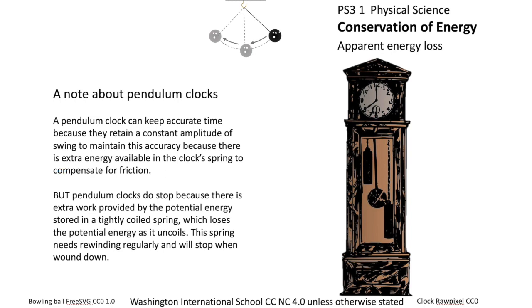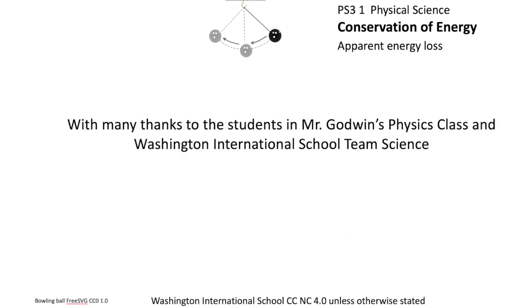And just a note about pendulum clocks. The pendulum clock keeps accurate time and a constant amplitude. It does go to point B, but that's because there's extra energy available to compensate for friction. And the pendulum clocks do stop because the energy provided by the tightly coiled spring will lose its potential energy, and it needs rewinding or will stop when wound down.